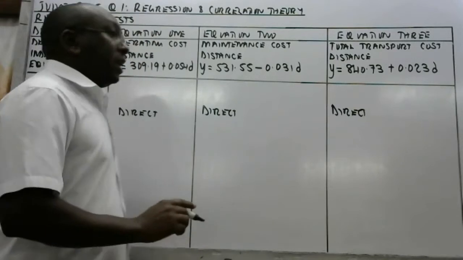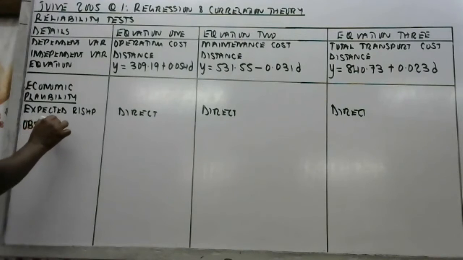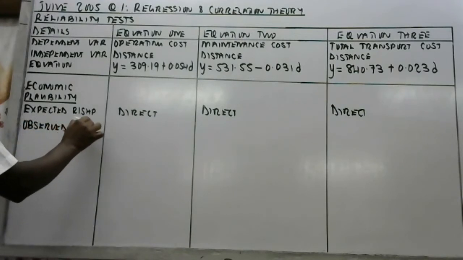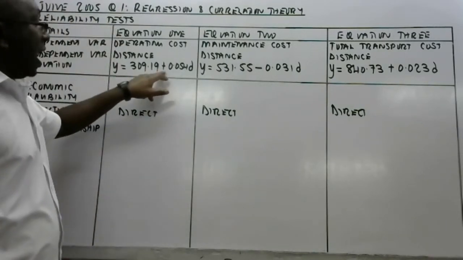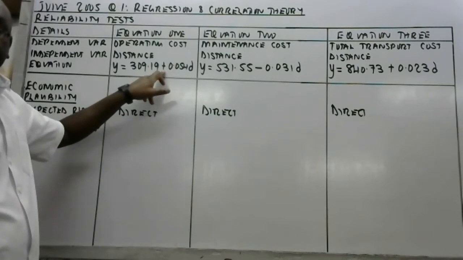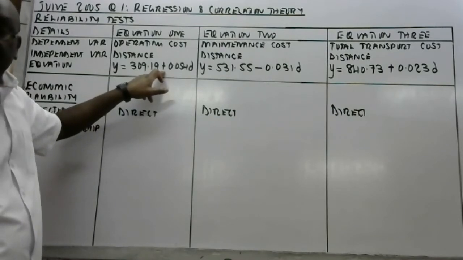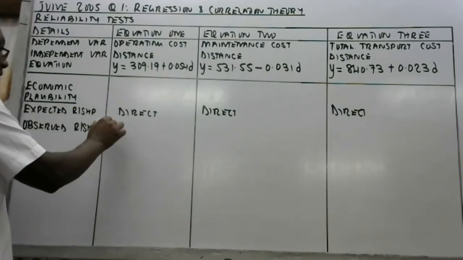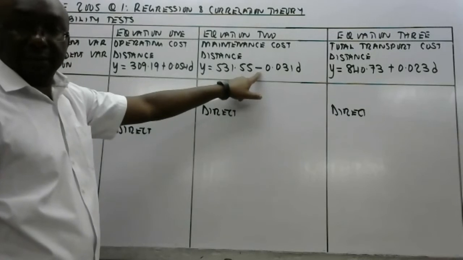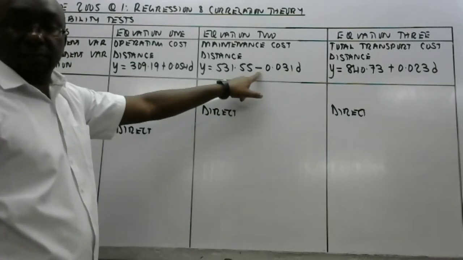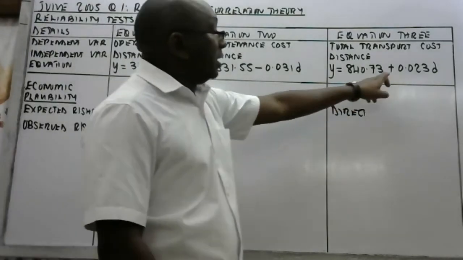Now that is what you would expect. Now the next thing is the observed relationship. Now the observed is what you have seen. So here, which relationship is this? Yeah, this is direct because it is positive. Which relationship is this? It is inverse, good, because it is negative. And which relationship is this?